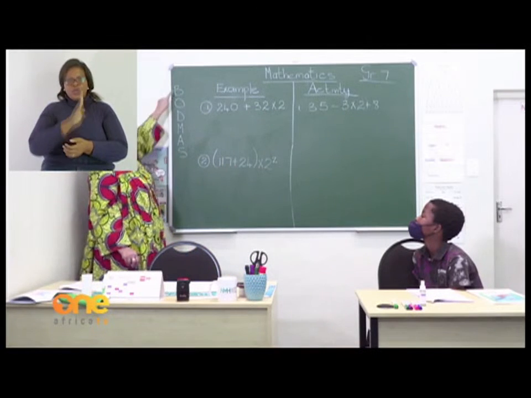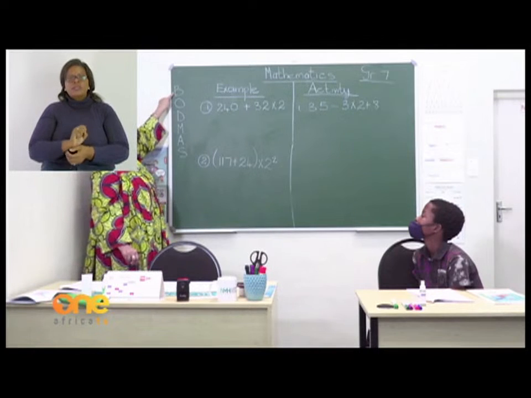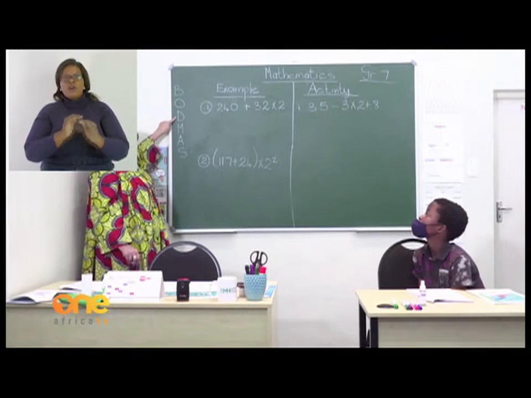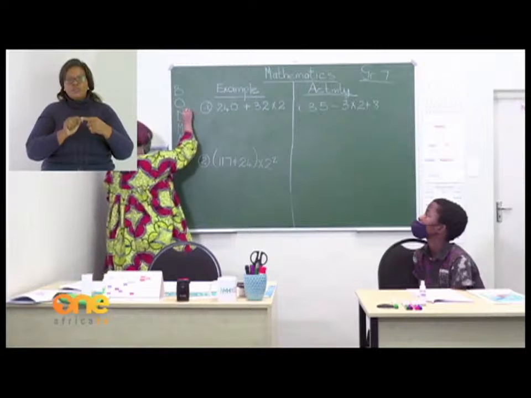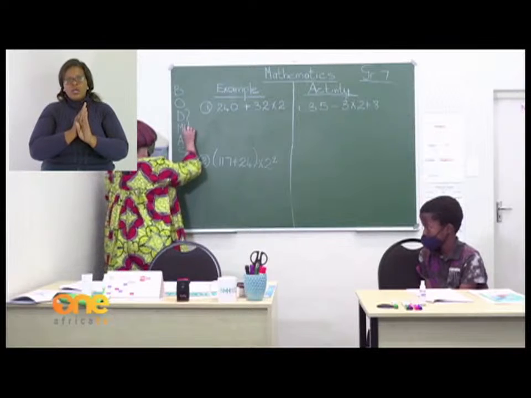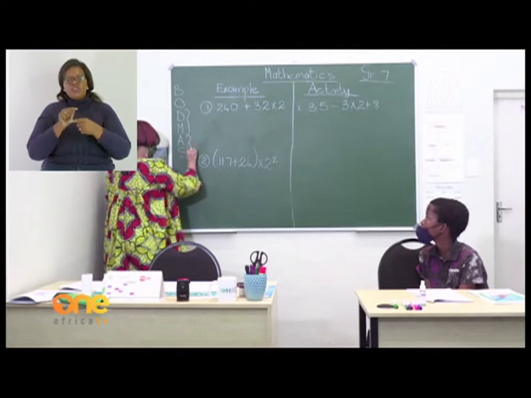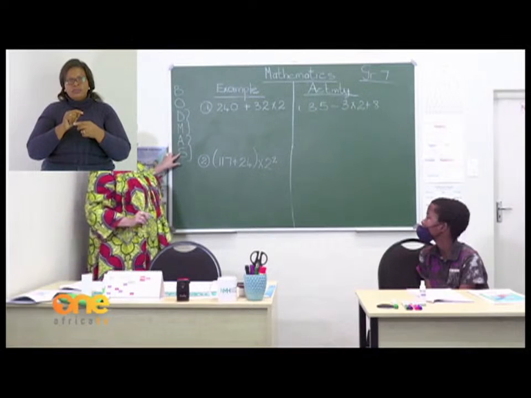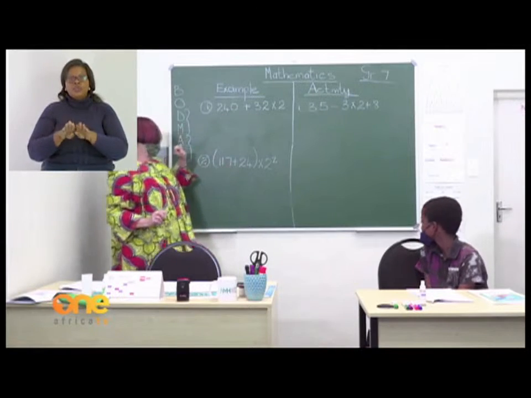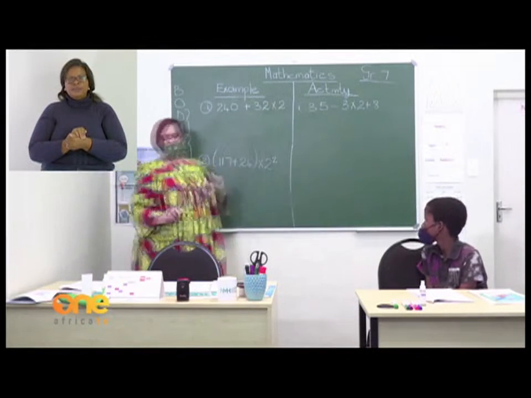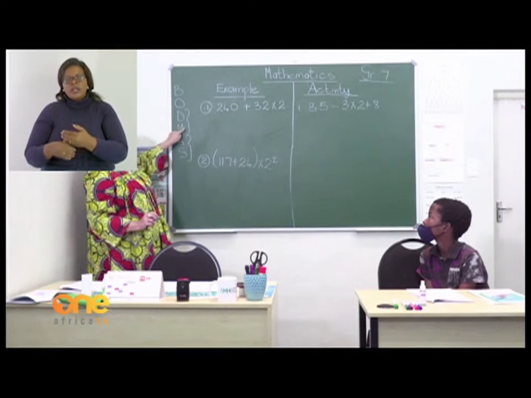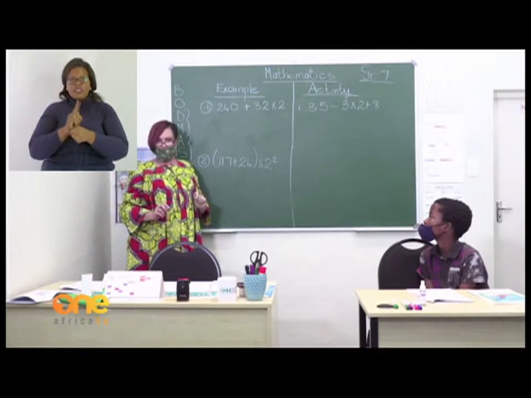According to BODMAS, remember, B for brackets, O for of, D and M in order from left to right, division and multiplication, as well as addition and subtraction works from left to right. In this sum, I have addition and multiplication. So what will we do first? According to BODMAS, multiplication will be done first.